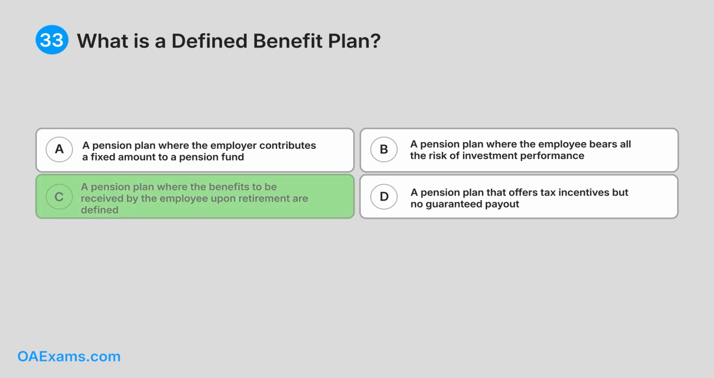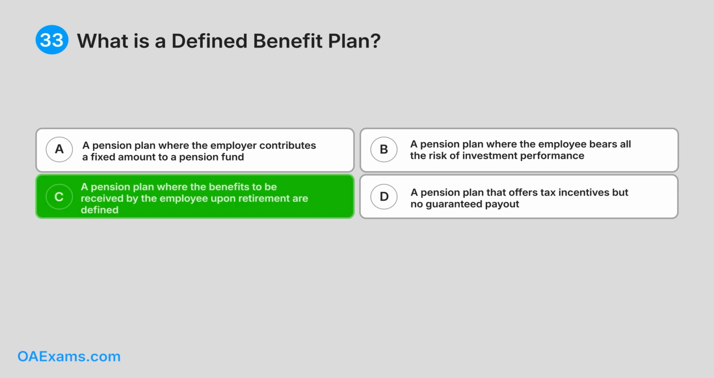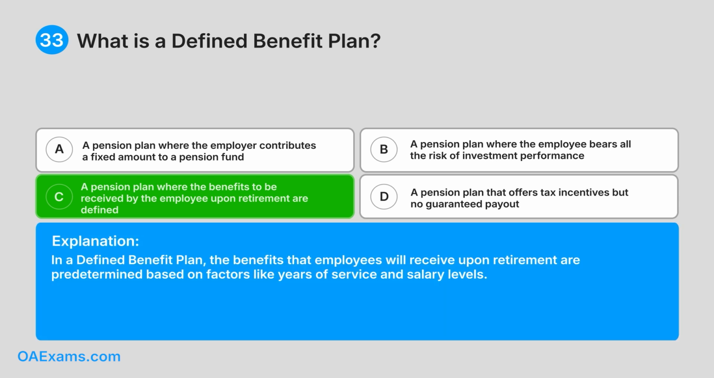Correct answer. C. A pension plan where the benefits to be received by the employee upon retirement are defined. Explanation. In a defined benefit plan, the benefits that employees will receive upon retirement are predetermined based on factors like years of service and salary levels.